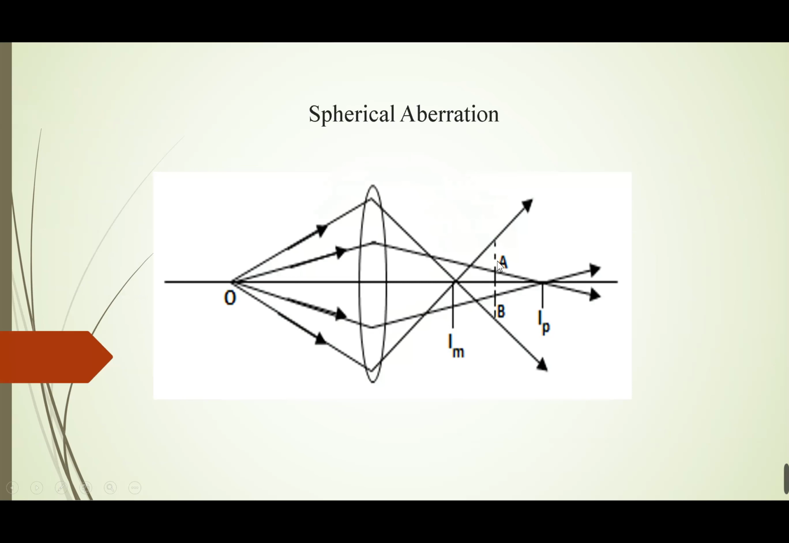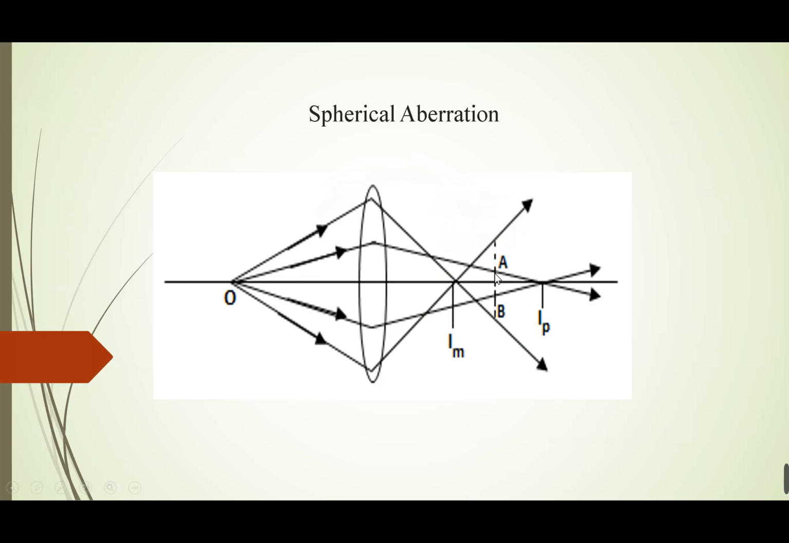So say the circular patch is around the diameter AB. At one particular position of the screen between IM and IP here, the diameter of the circular patch is least. That position at which the diameter of the patch is least is known as circle of least confusion.